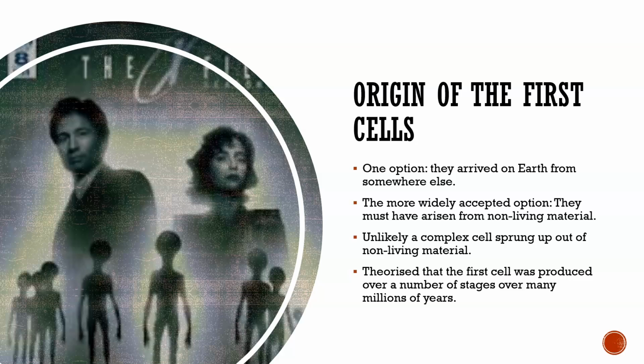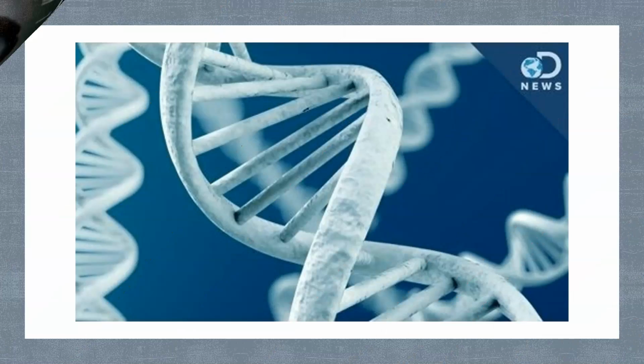It's theorized that the first cell was produced over a number of stages, okay, and over many millions of years. Let's have a look at these proposed stages.